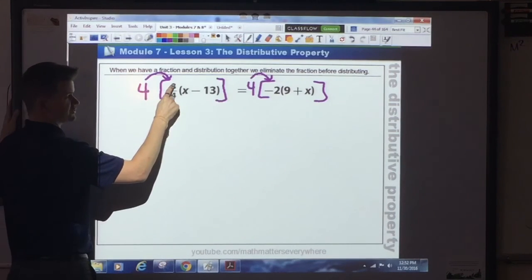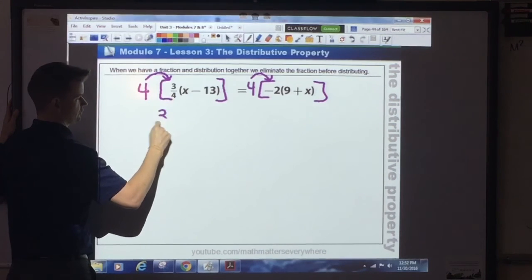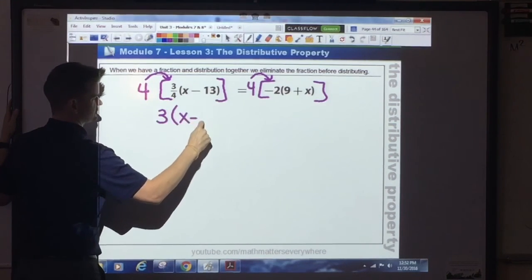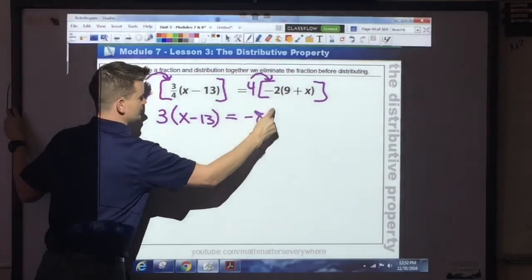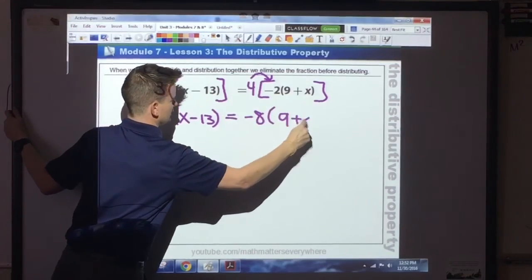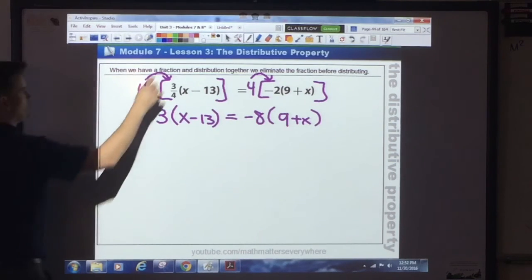So here, 4 times 3 is 12, divided by 4 is 3. So 3, I bring down the x minus 13. Equals 4 times negative 2 is negative 8. I bring down the 9 plus x. I've gotten rid of the fraction. I like it. Because now I know what I'm doing.